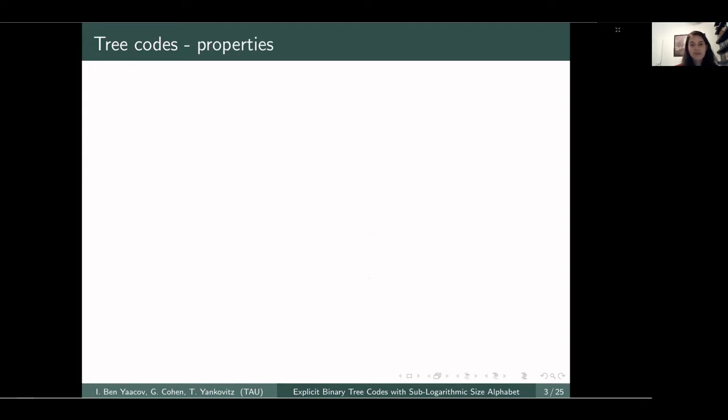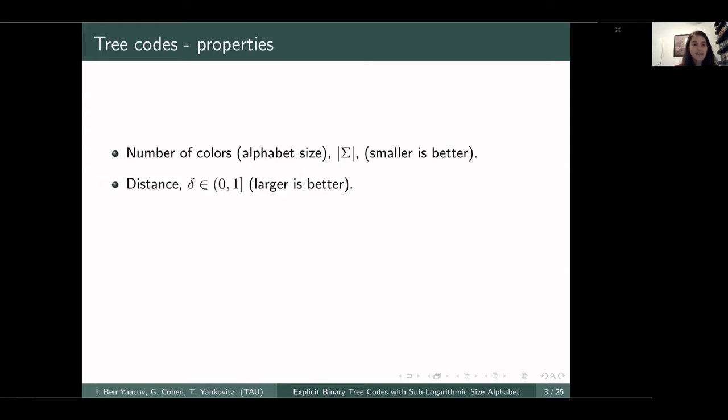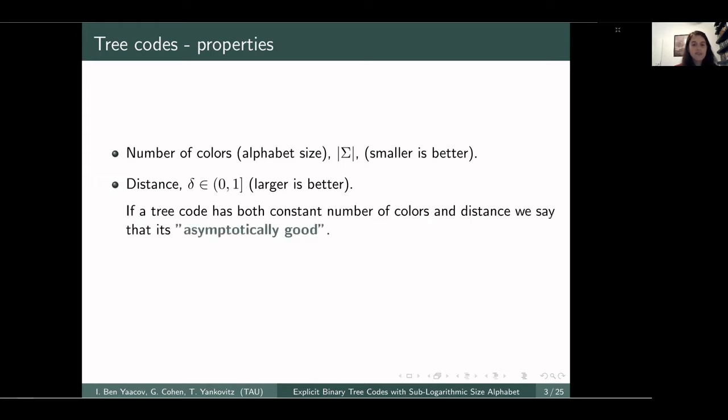When we talk about tree codes, we usually consider the following properties. The first is the number of colors we use for coloring its edges, or its alphabet size. The second is its distance. If a tree code has both a constant number of colors and constant distance, we say that it's asymptotically good. The third parameter is whether or not it is explicit, where by explicit we mean that we can compute the color of each edge in polynomial time in its depth.